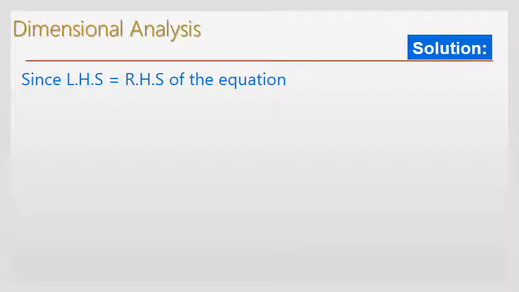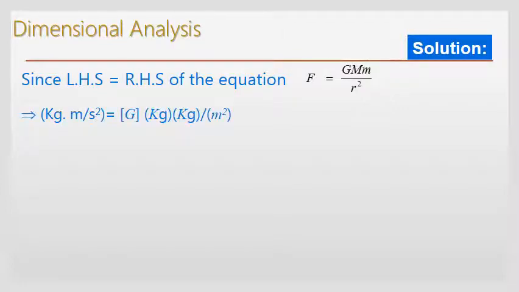Again, the left-hand side is set equal to the right-hand side of the equation. F, force, equals G times the product of the two masses over the square of r. The left-hand side is given as kilogram meter per second squared for the force. On the right-hand side, G is the dimension wanted to be found. The two masses each have a unit of kilogram. This is divided by meter squared, and meter is the unit of the radius.